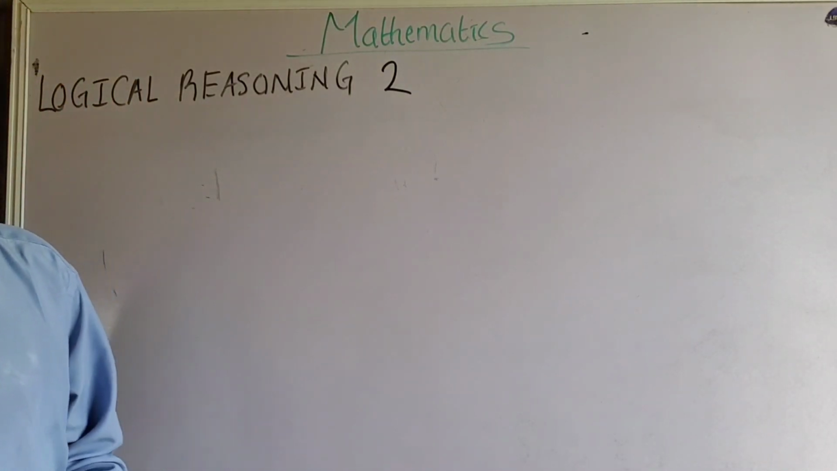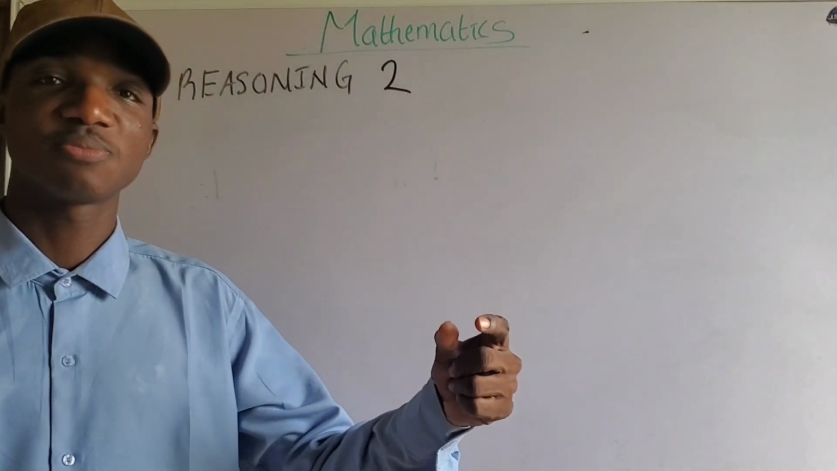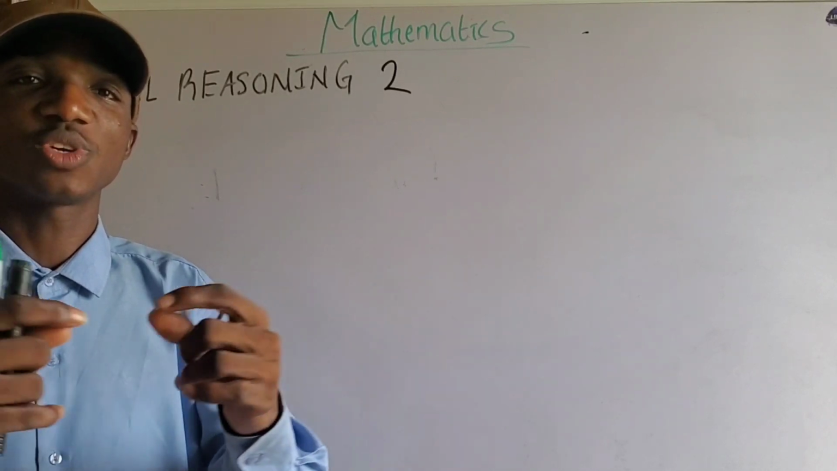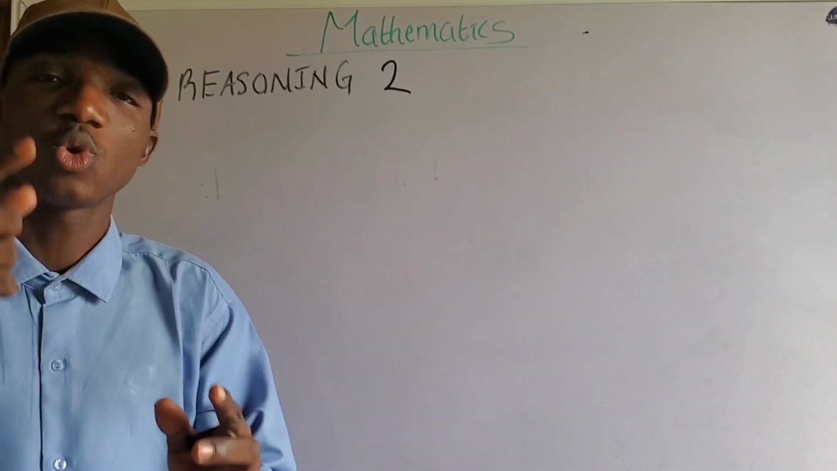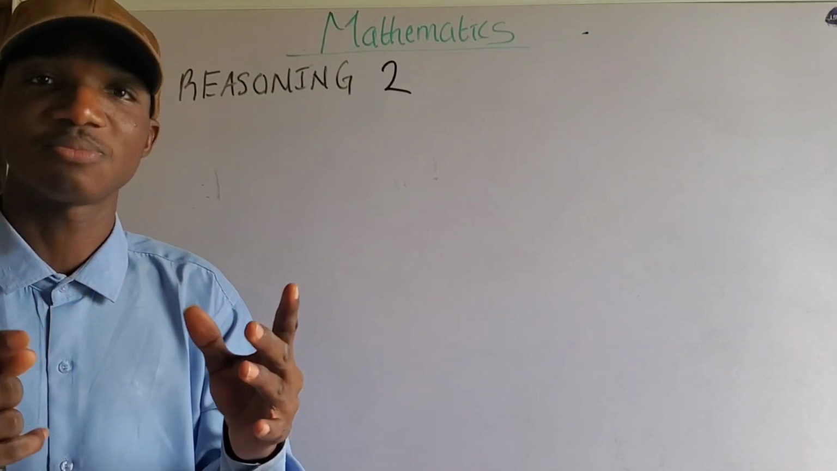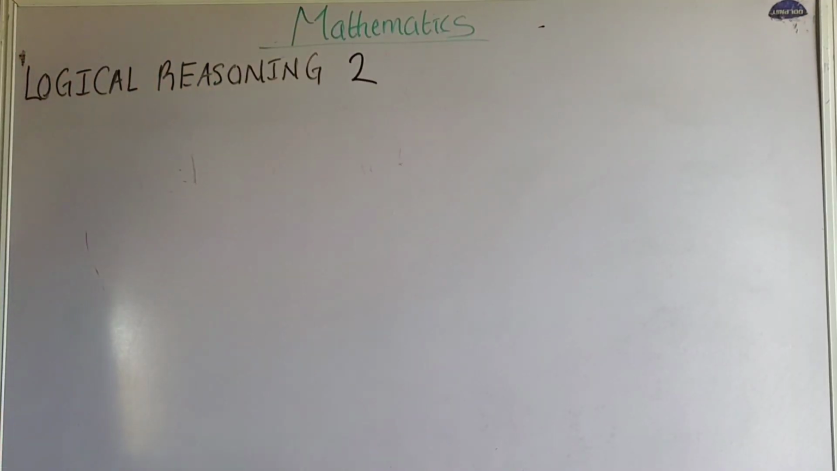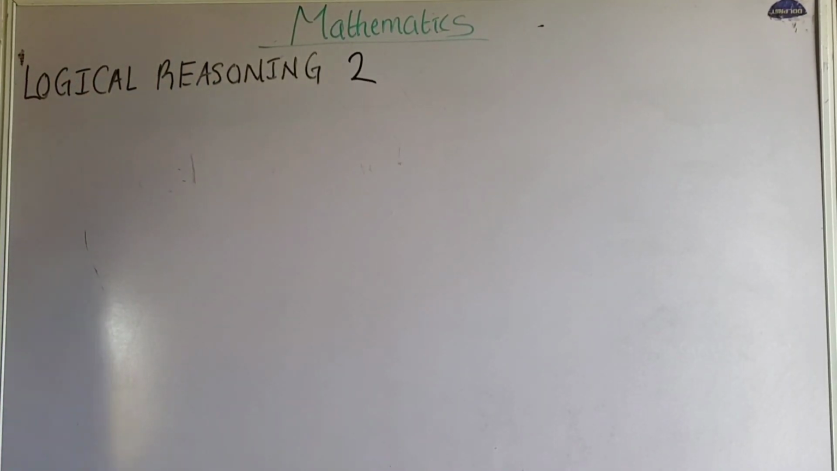Now, when we talk about a compound statement, we have two simple statements coming together, and they are joined together by some words. Those words that join two simple statements are called connectives. Having understood what is meant by compound statement, let us look at some important examples.